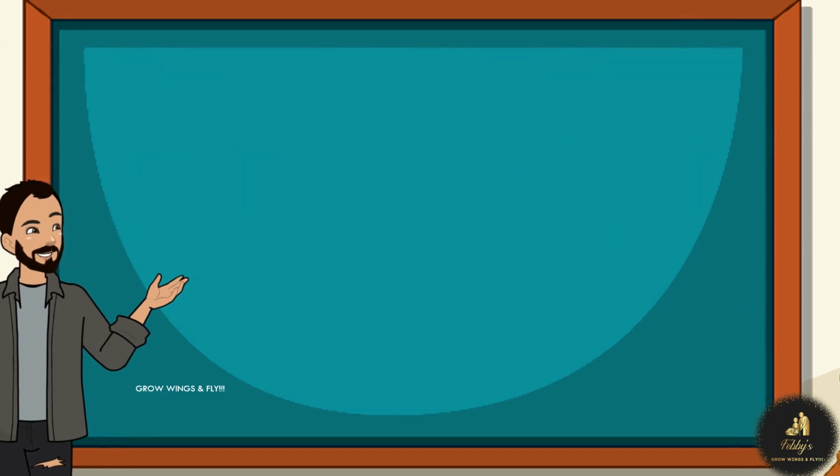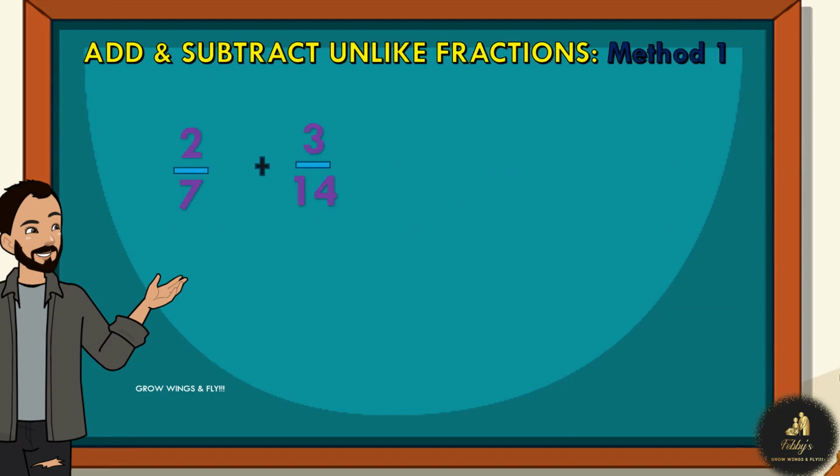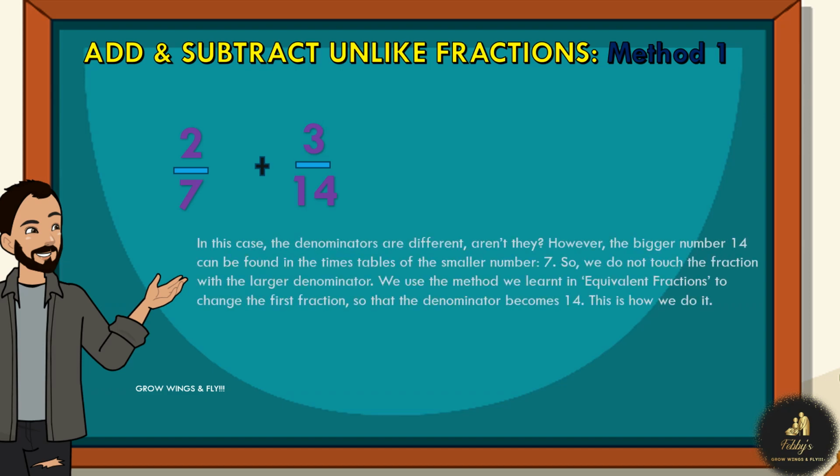Let's have a look. So here's one of the questions, and here's method number 1. If you look carefully in this question, there are two fractions. 2 over 7 add 3/14. The larger fraction has 14 as the denominator, and the smaller one has 7 as the denominator. So in this case, we know that 14, which is the larger denominator, can be found in the times table of the smaller denominator 7.